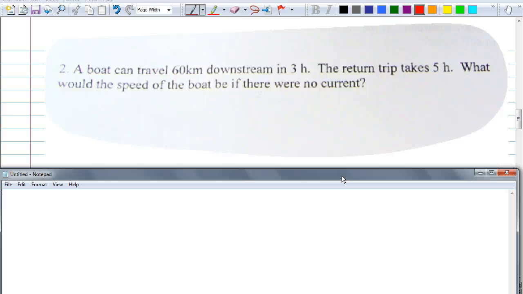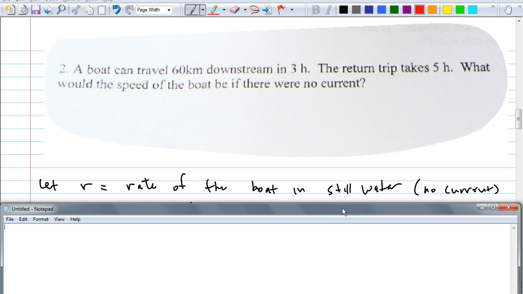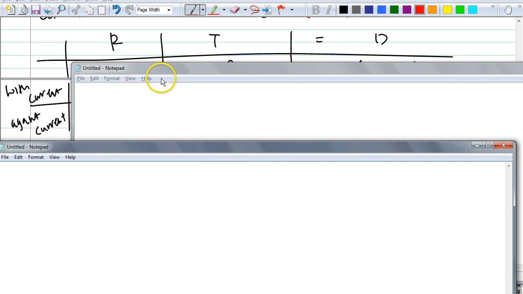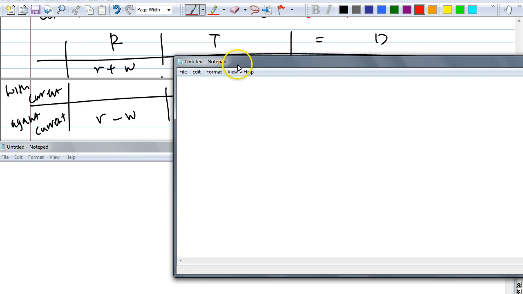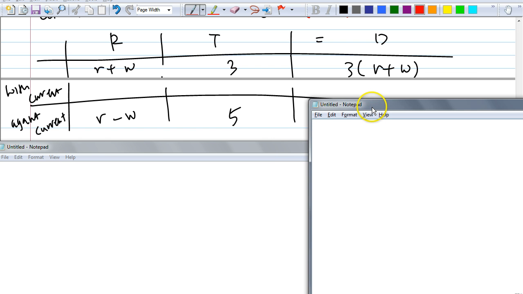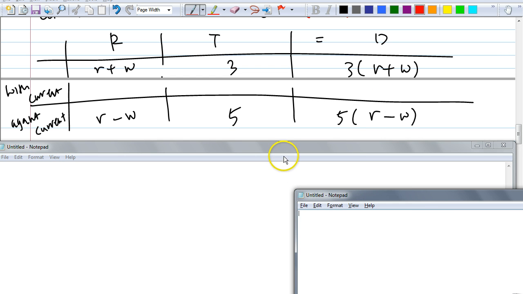So what are your two unknowns? Let R be the rate of the boat in still water. Then let W be the rate of the current of the water. Then you're going to put them into the chart. Who could tell me the rate with current? R plus W. What about against the current? R minus W, correct. What about time with current? 3. Time against? 5. What's the distance with current then? 3 times (R plus W). What about against? 5 times (R minus W).